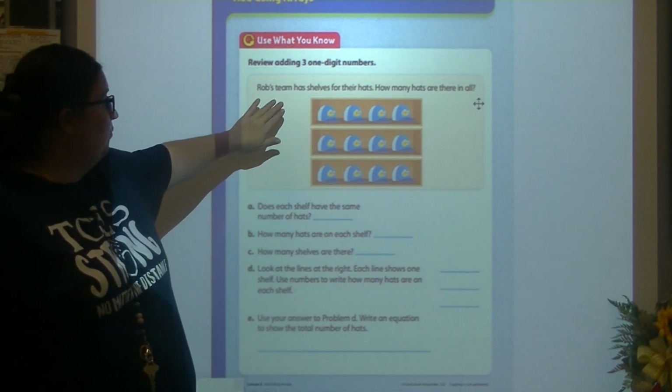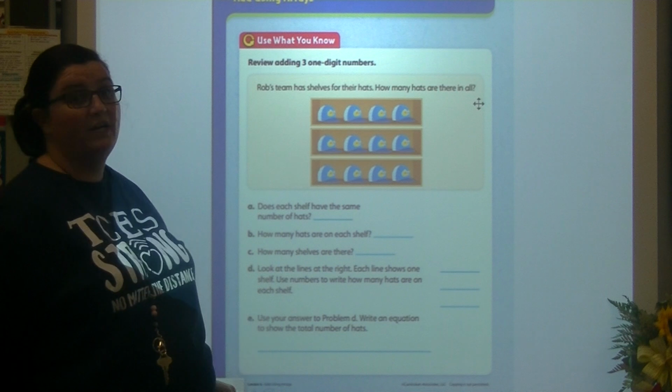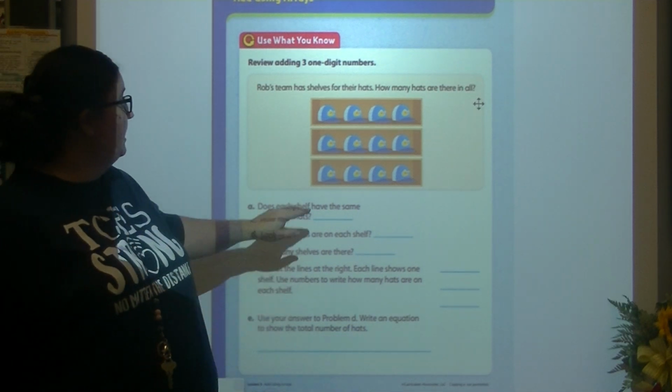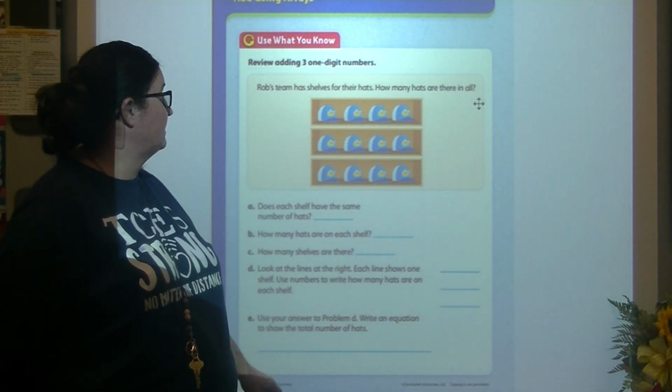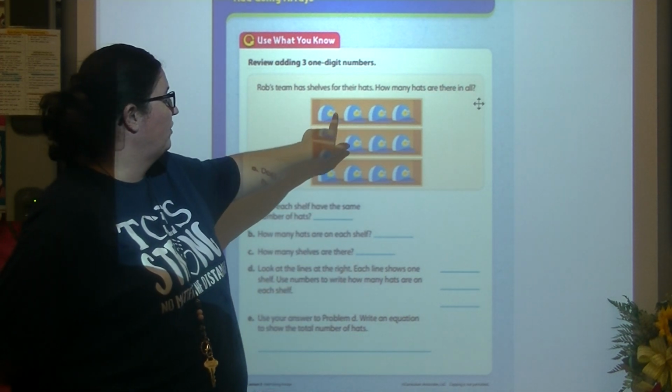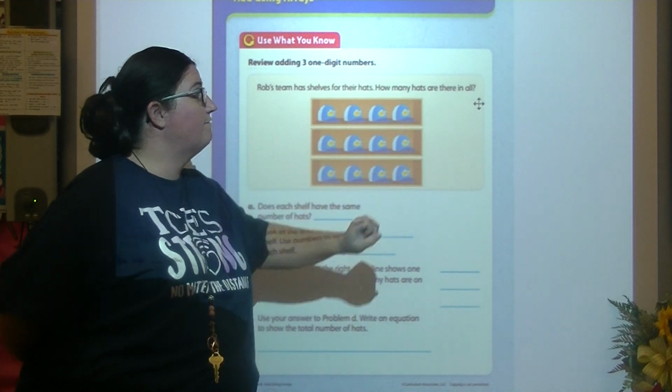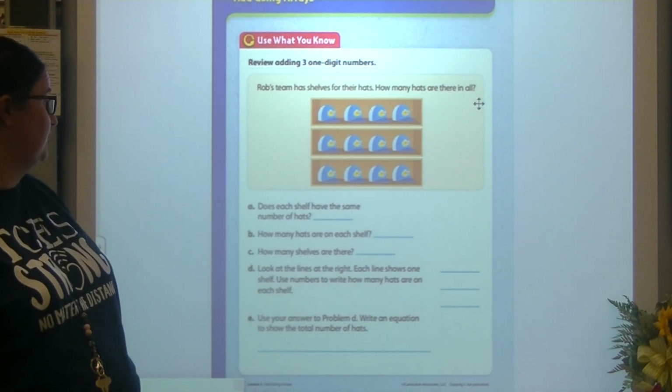All right, we have 1, 2, 3 shelves. Each shelf has the same amount of hats on each one. Let's count how many are on each shelf. 1, 2, 3, 4 hats on each shelf.